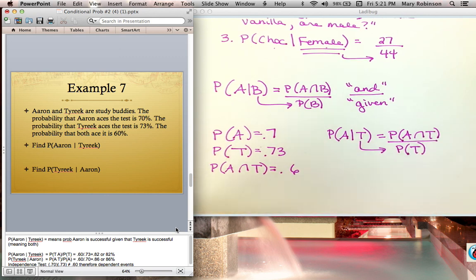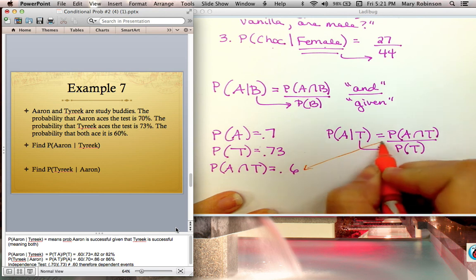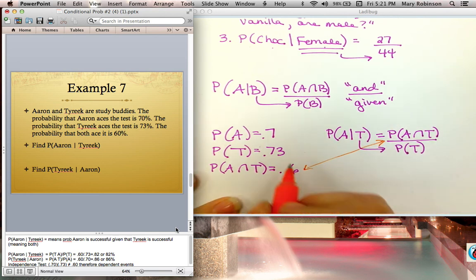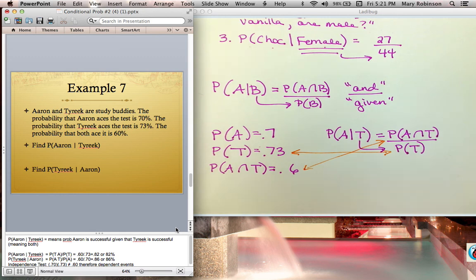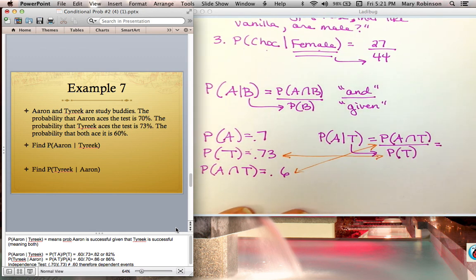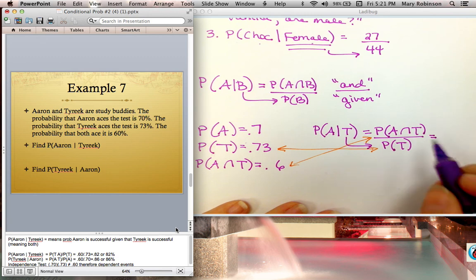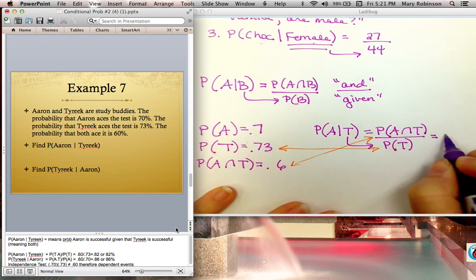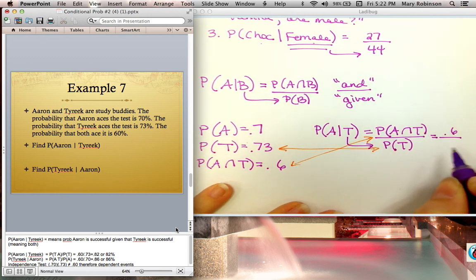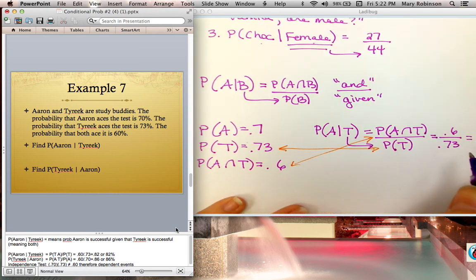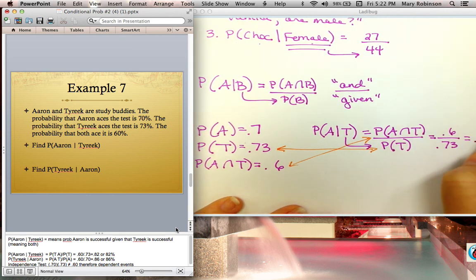Look here. We have the probability of Aaron and Tyreek. We also know the probability of Tyreek. So really, all we're going to do is plug in our values and simplify. The probability of Aaron and Tyreek is 0.6. The probability of Tyreek is 0.73. We divide those by typing into our calculator 0.6 divided by 0.73, and we will get 0.82. And that would be our answer.